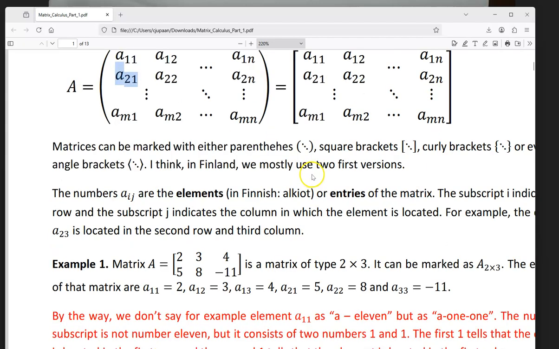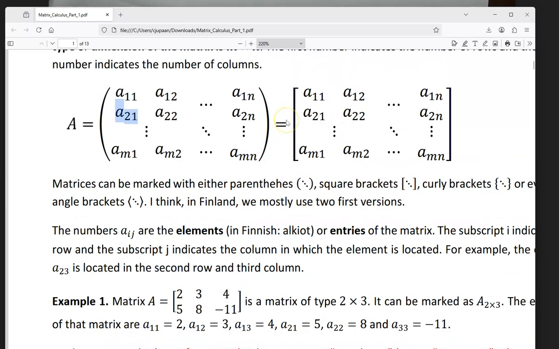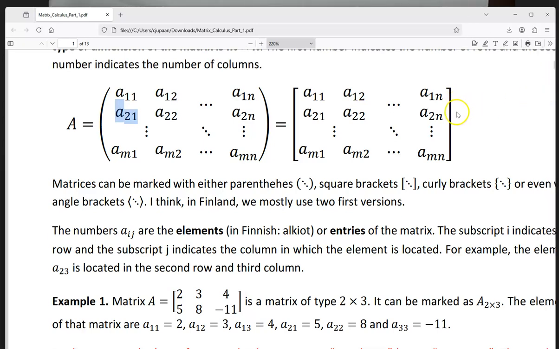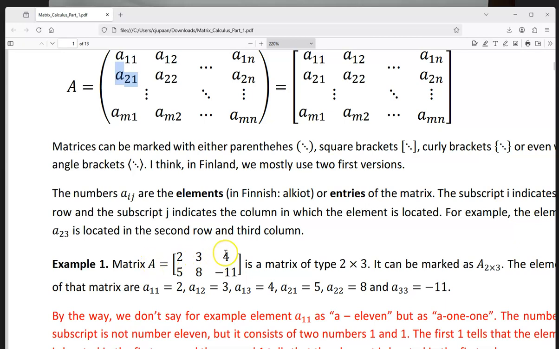And then the dimension or type of matrix. In that concept we mean the number of rows and number of columns in that matrix. For example, here the matrix A is a so-called matrix of type 2 by 3, or you may also say that the dimension of that matrix is 2 by 3.